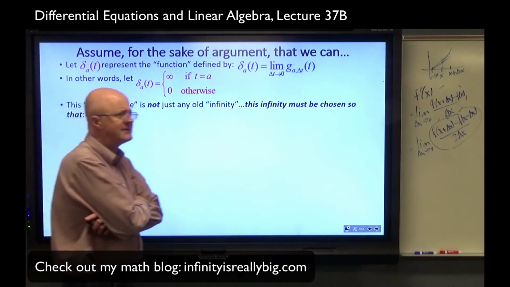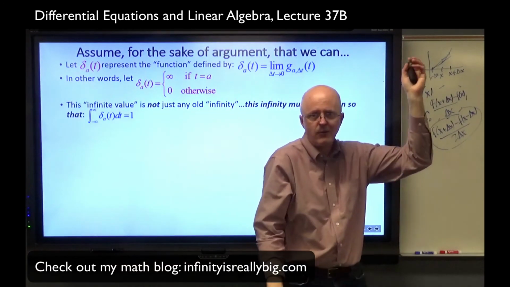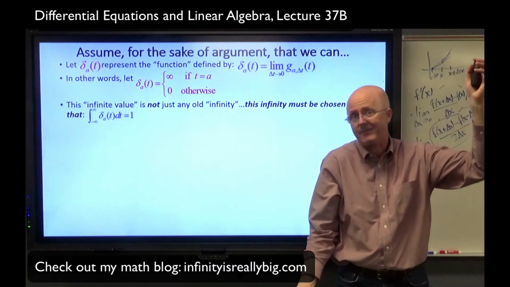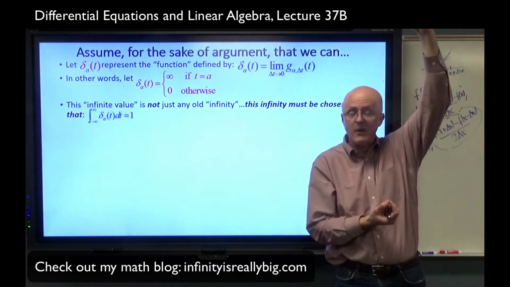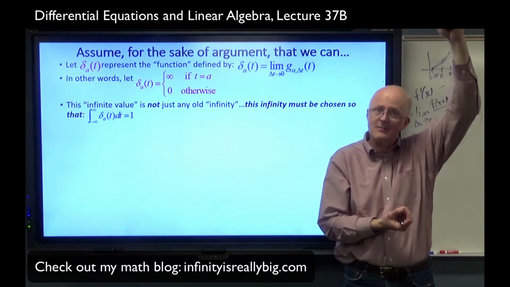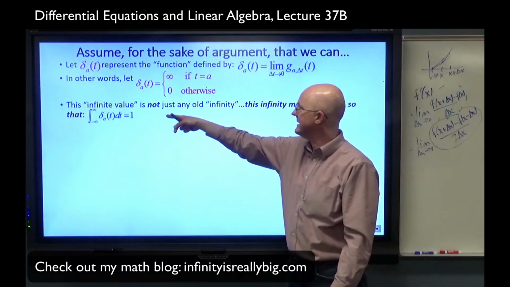I mean, that would make intuitive sense, right? Because the area under all those rectangles is always 1 no matter what delta t is, as long as delta t is positive. They keep getting higher and higher, but skinnier and skinnier. The area is always 1. So shouldn't we say we want to choose this infinity so that the integral is 1?